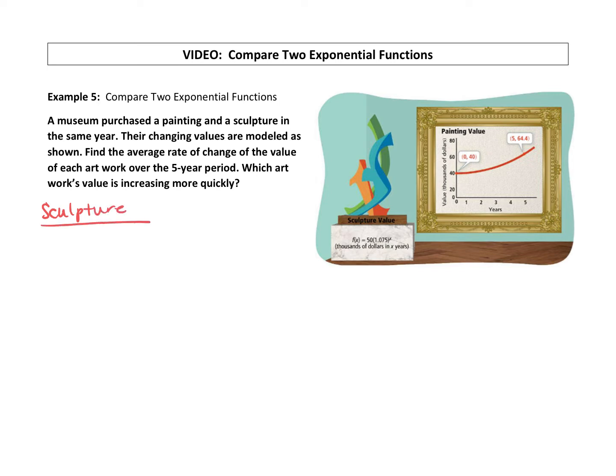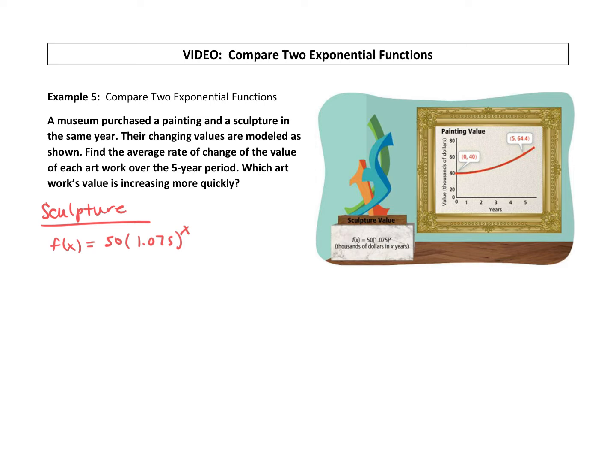So the sculpture has a function of f of x equals 50 times 1.075 raised to the x power, and it says this is in thousands of dollars in x years. So what this 50 tells us, that it starts out at $50,000. Because our value here is bigger than 1, it is increasing, and then x is representing number of years.